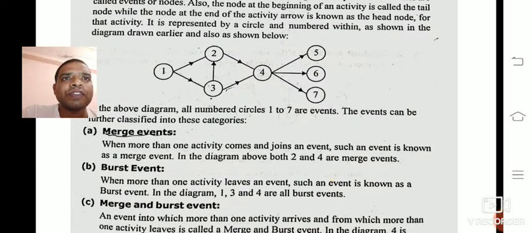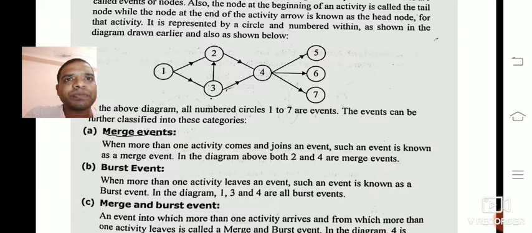Now events are classified into different categories. The first one is the merge event. When more than one activity comes and joins an event, such an event is known as a merge event. In the above diagram, can you tell me the merge events here? 2 and 4. Because more than one activity joins the second event, from 1 and from 3; both these activities join at node 2. And for the fourth, 2 and 3 join at 4, so 2 and 4 are merge events.